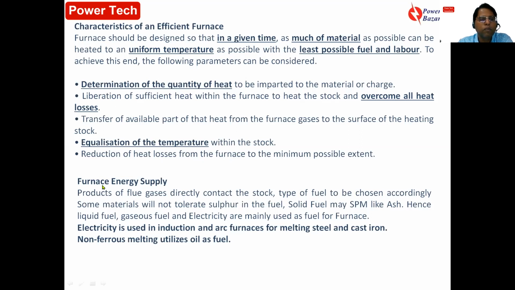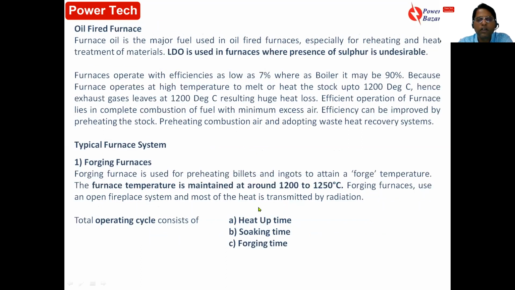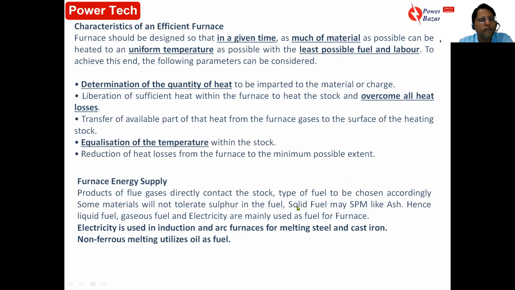Next is furnace energy supply. What type of energy can we supply to a furnace? Whether it is coal, gaseous, or liquid energy? Particularly when you use coal, it normally contains sulfur, which may affect the feed material and the quality of materials. Also, coal may give rise to ash or solid particulate matter (SPM). So it may change the quality. So normally coal is not used.